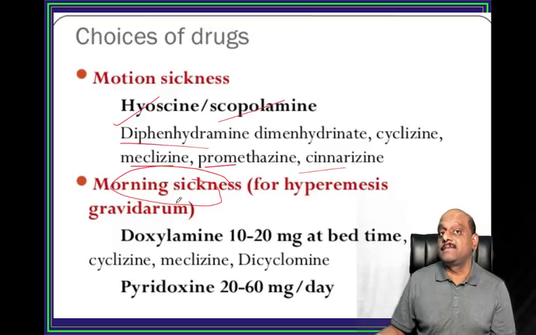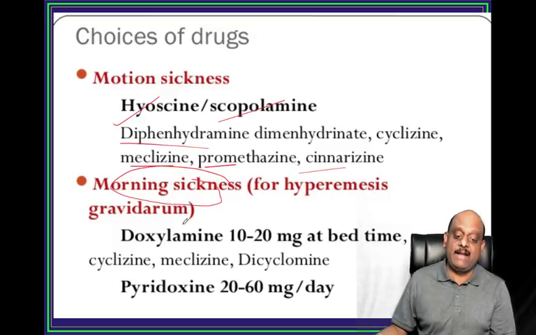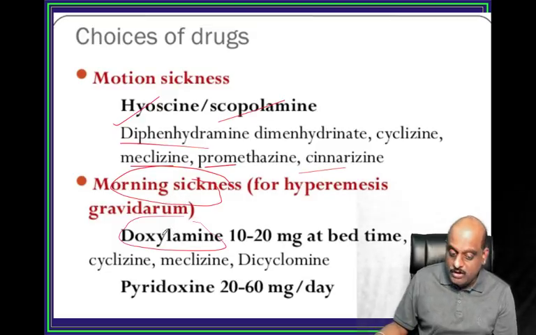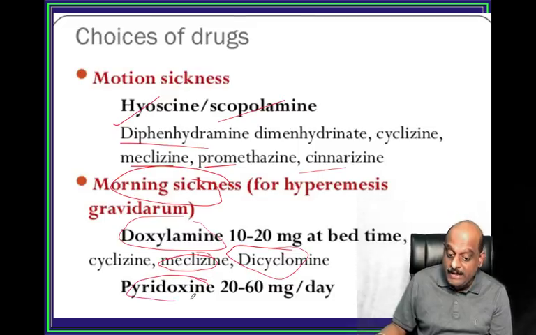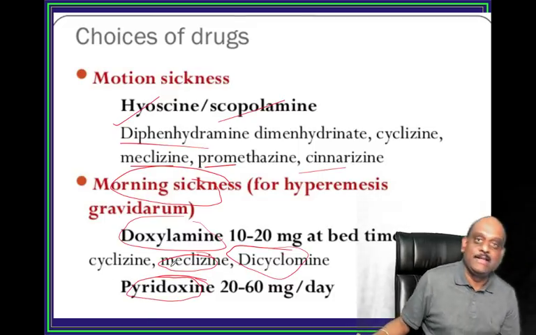Morning sickness, for hyperemesis gravidarum, what will you give? Doxylamine, dicyclomine, meclizine, pyridoxine, 20 to 60 mg per day. You should not forget.